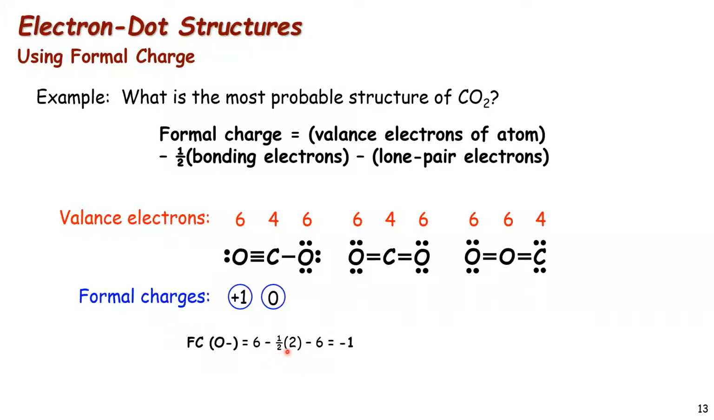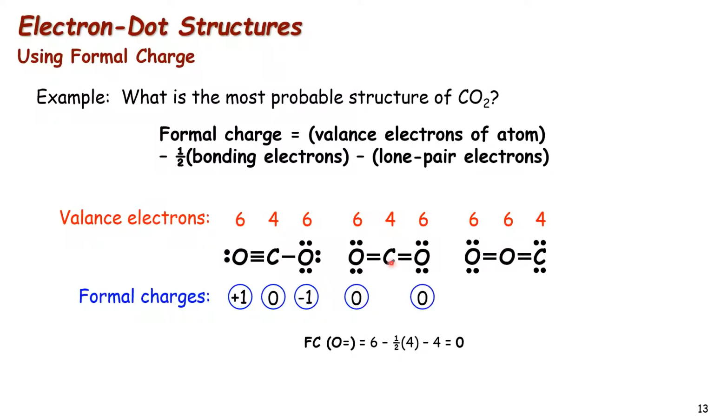So 6 minus 1 minus 6 is negative 1. So this oxygen has a negative 1 formal charge. Okay, going down the line, next oxygen. Again, in group 6, so 6 valence electrons. There's 2, 4 bonding electrons, and there's 2, 4 lone pairs. So 6 minus 2 minus 4 is 0. So this oxygen has a 0 formal charge.